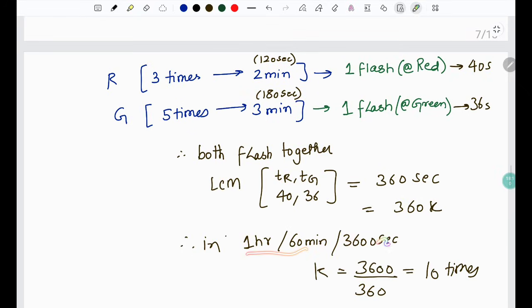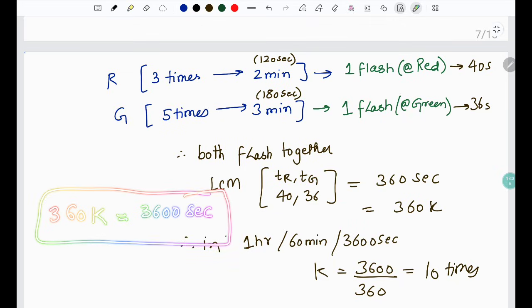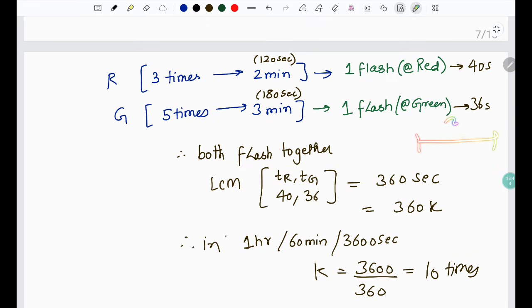So for 1 hour, which has 3600 seconds, how many times will they be flashing together? We can write that they will be flashing in multiples of 360 times k seconds. We have to equate it to 3600 seconds. Since the question asked us how many times they will flash in 1 hour, that is 3600 seconds, we will equate these two equations. So k will become 3600 over 360, that is 10 times they will be flashing together for a time duration of 1 hour or 60 minutes or 3600 seconds.